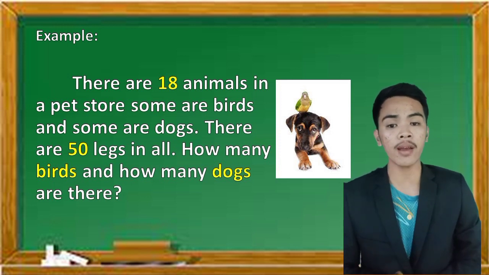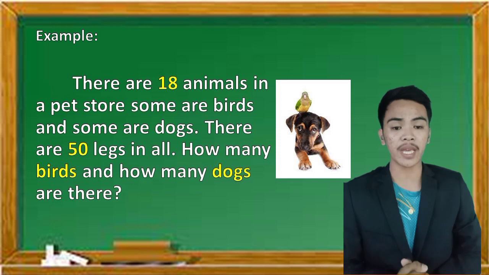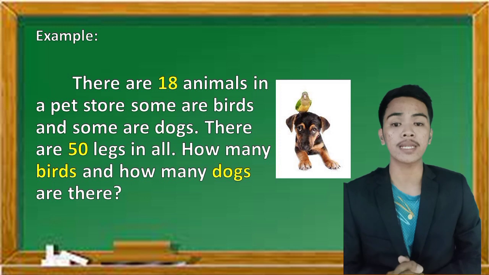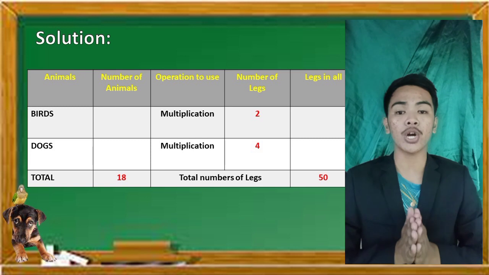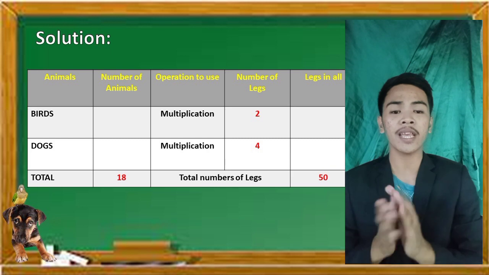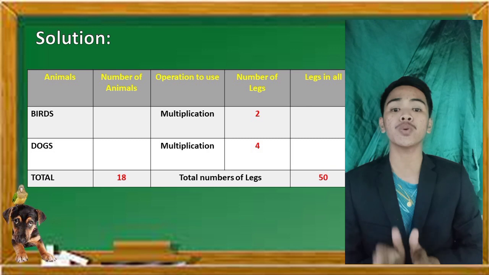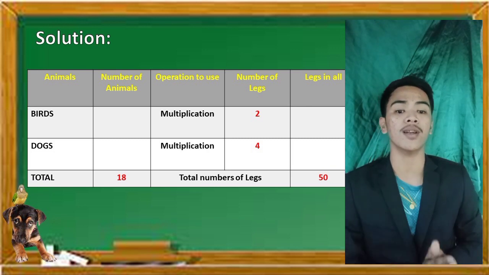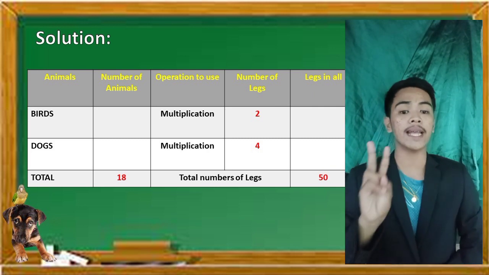So the givens are: the total animals in a pet store is 18, and the total legs in all in a pet store is 50. So let's find out how many dogs and birds are there in a pet store. For the solution, we're going to use a table. In the table, the columns are animals, number of animals, operation to use, number of legs, and legs in all. So we have to identify the 2 kinds of animals, the birds and the dogs.